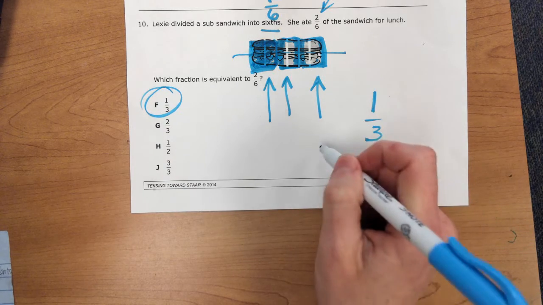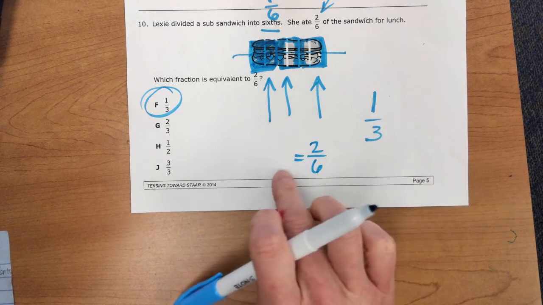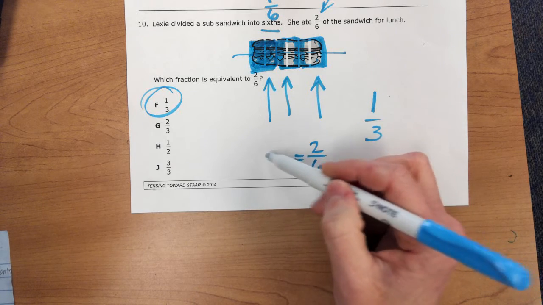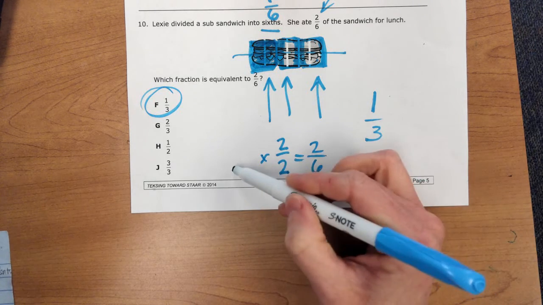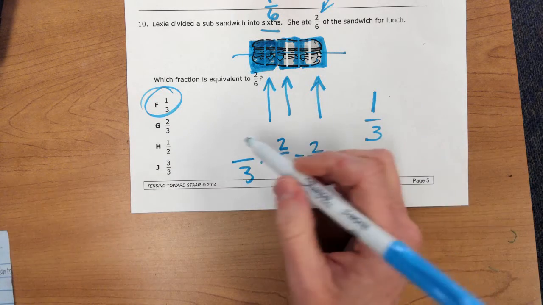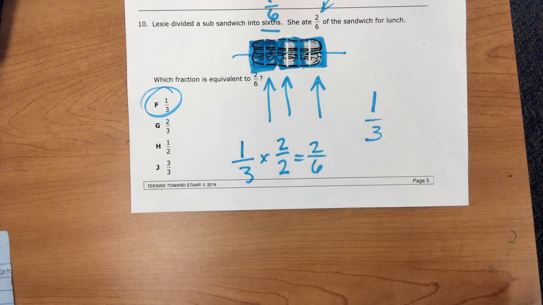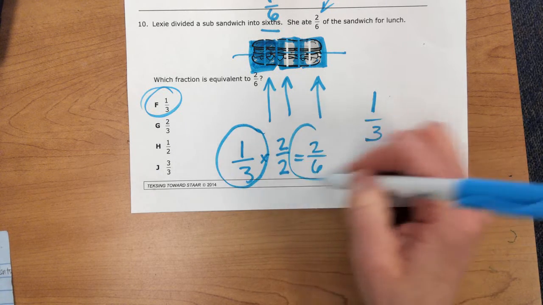We can also prove it this way. We're not getting any smaller, so we're going to put the 2/6 on this side of the equation. And then we're going to say, what number can I multiply 2 times to get here? If you know your multiplication facts, 3 times 2 is 6, and 1 times 2 is 2. And that's how we get it. So 1/3 is equivalent to 2/6.